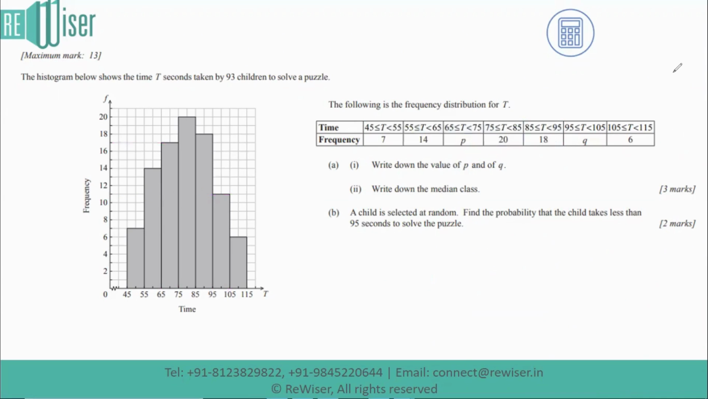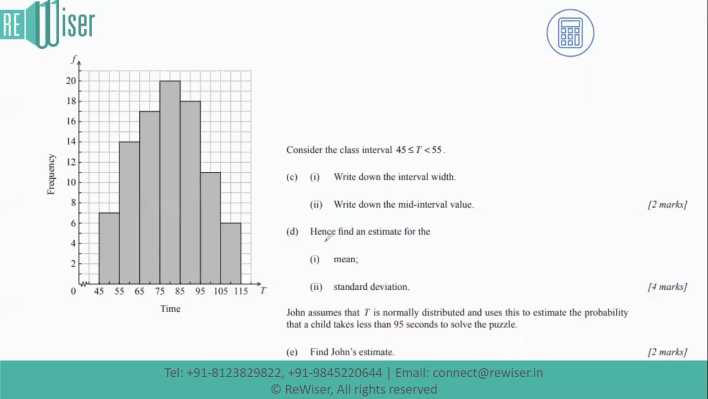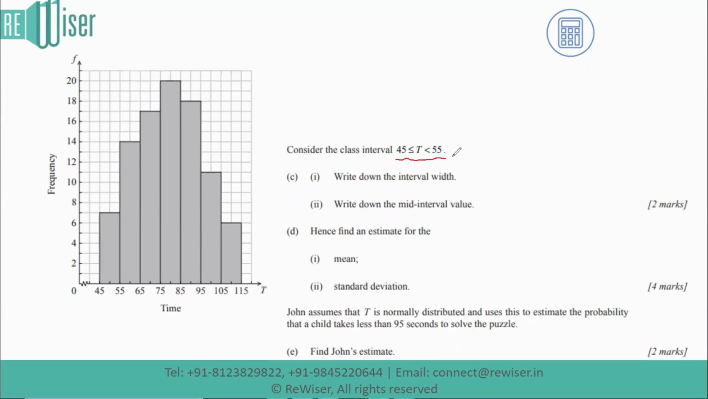Now, if I talk about part C in the sum, we have something like: consider the class interval 45 to 55 and write down the interval width. So the width of this interval, you just need to subtract. It's basically 55 minus 45, the difference between the higher and the lower bound, which is nothing but 10.